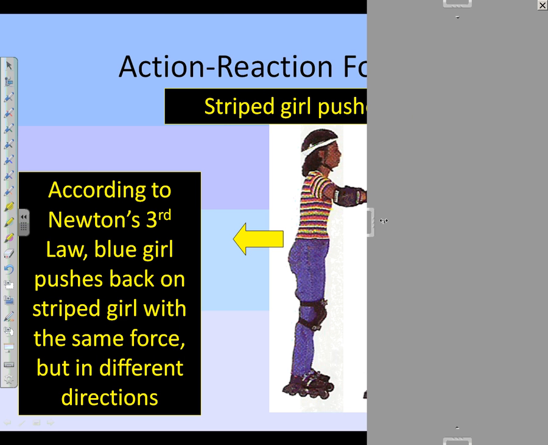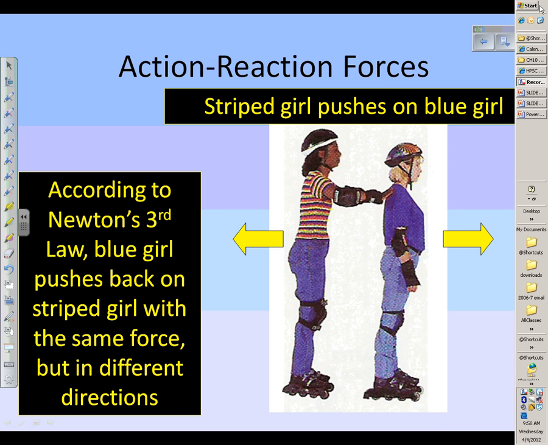If we look exclusively at striped girl, is there a force on her? Is it balanced by anything? It is not. What will start happening to striped girl because of this force? She will start accelerating to the left. Parker, where's the force on her? No, if they're just standing still. Okay. Yeah. We're just standing still, striped girl pushes on blue girl.